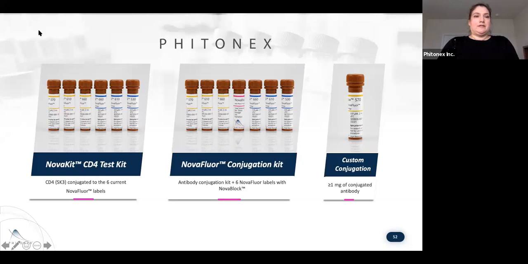All right. And this last one is showing that we can actually do a custom conjugation. In this case, it's for a milligram or more of conjugated antibody. So we can do this per request, or you can get the conjugation kit and have the six labels. And definitely there's more to come. Please come see us at AAI and Cyto to talk about your questions.